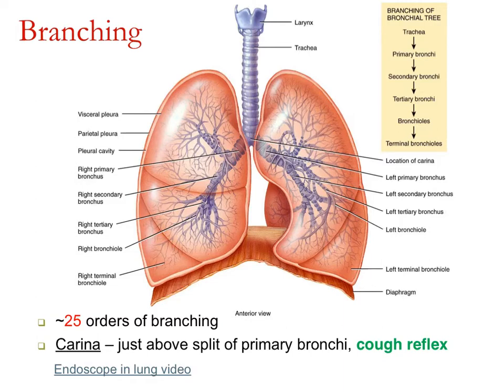So one thing I want you to notice also is, as we go into smaller and smaller airways, the cartilage seems to just disappear. So now these airways are pretty fixed in diameter. However, all these smaller airways all the way down are encircled in smooth muscle, just like blood vessels are. And so airways are able to be constricted or dilated based on smooth muscle relaxation or contraction.